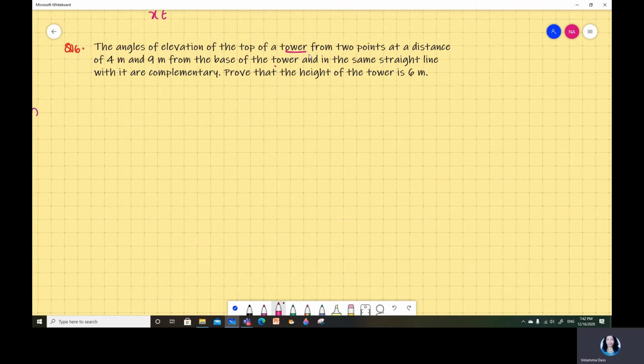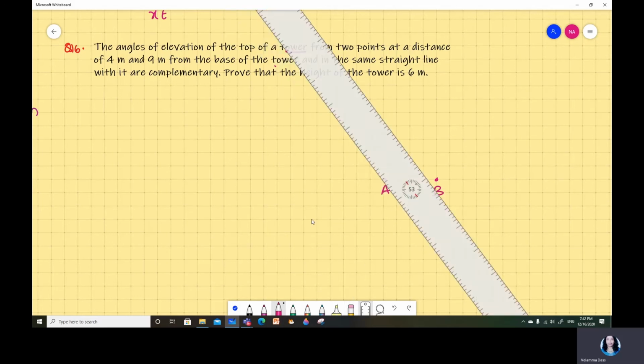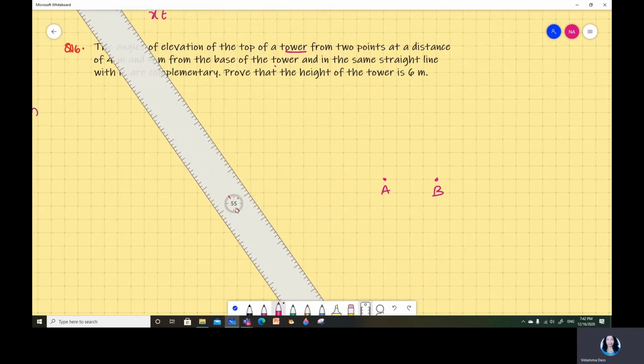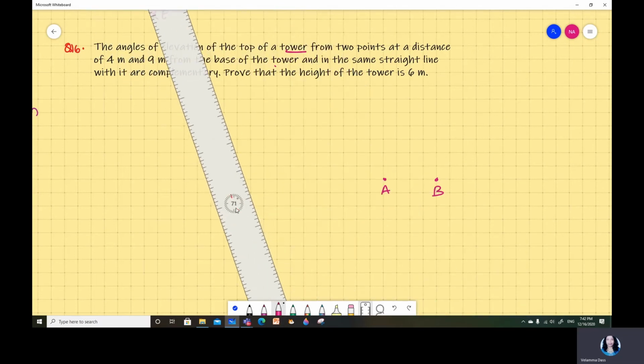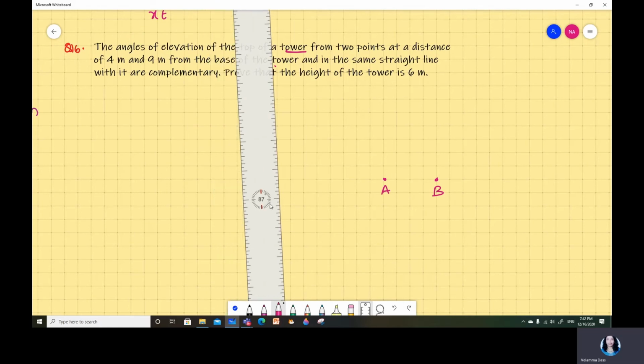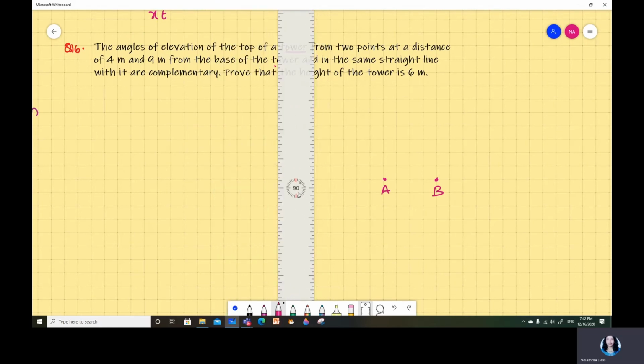So again, let's identify the objects. Angle of elevation of the top of the tower from 2 points. So there are 2 points we can find out. Let the points be, for example, A and B. And the angle of elevation of the top of the tower from 2 points. So here we have a tower.